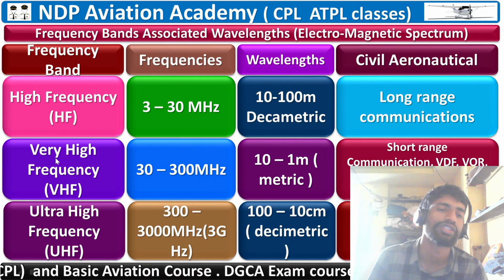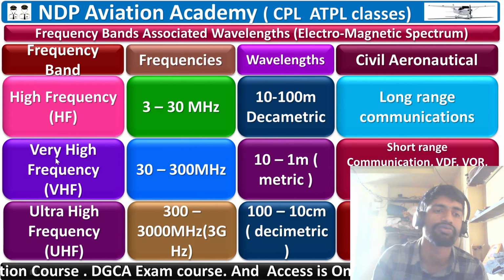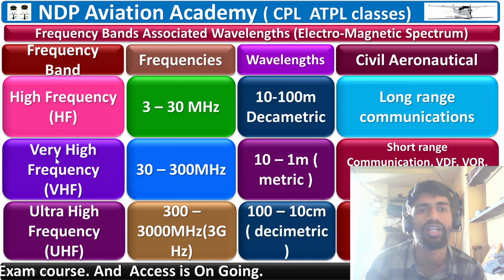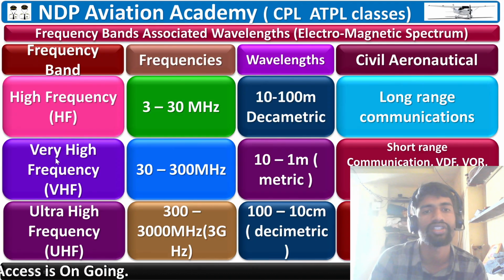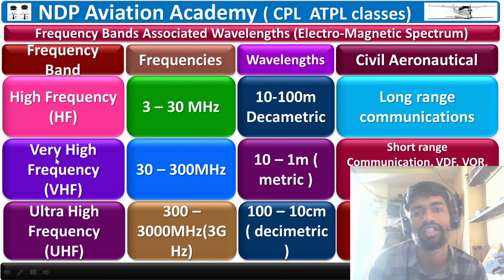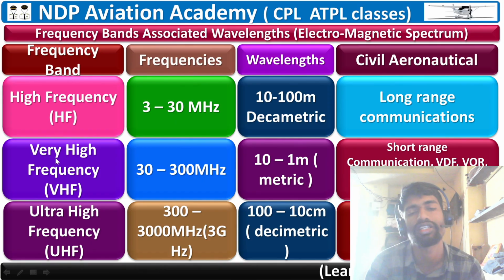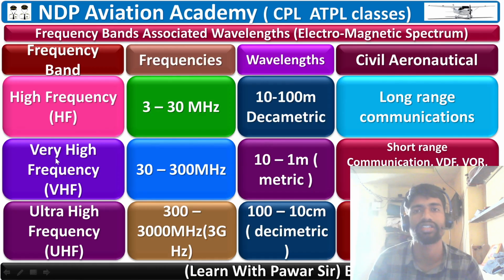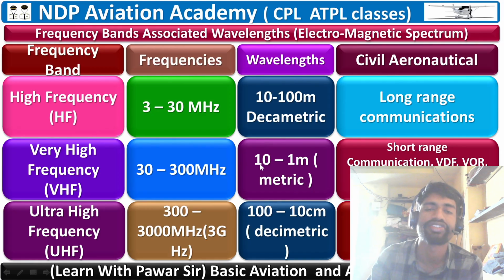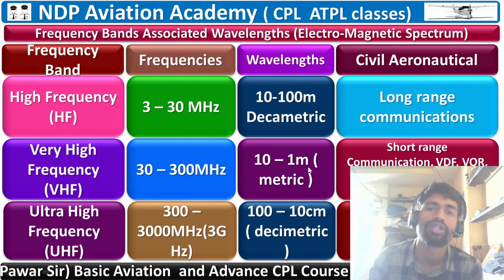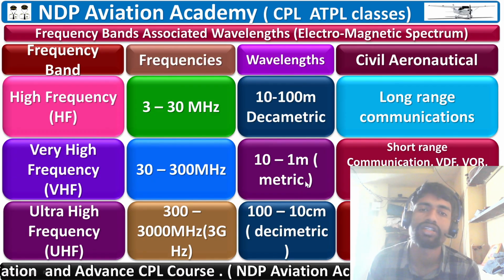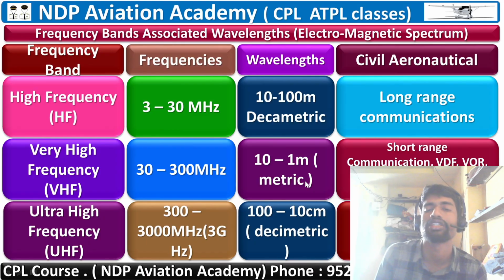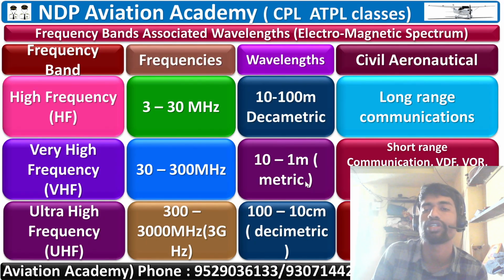Then very high frequency, you can say in short VHF. VHF starts from 30 megahertz to 300 megahertz. And what is the wavelength? Wavelength is 10 to 1 meter, metric, you can say.